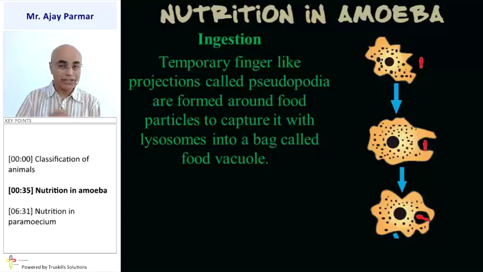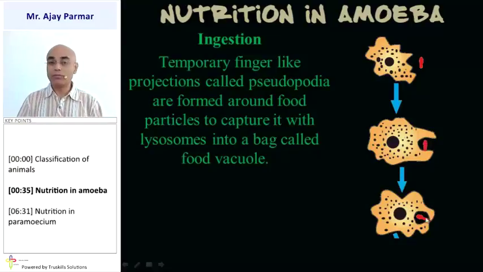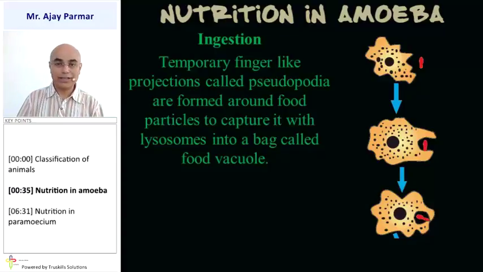Because of that reason, I'm showing you in the second figure that it has developed some finger-like structures, what we call the pseudopodia. And using these pseudopodia, it gets hold of that particular food particle and forms a food vacuole, so that lysosomes, the digestive enzymes, can digest that particular food particle. Let us see a real microscopic video of the process of ingestion in case of amoeba.